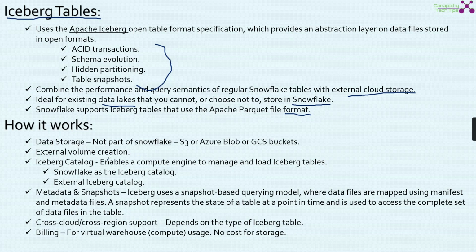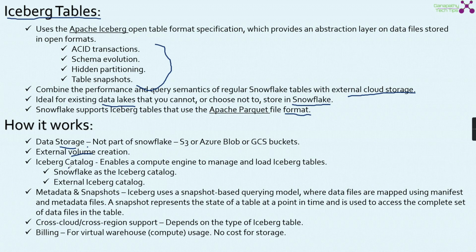I just tried to consolidate those things together. As we already discussed the data storage part, this is not part of Snowflake anywhere. It is going to be S3 or Blob or GCS buckets. Once that is there, then we need to create the external volume. External volume is all about the role management, IAM access roles and everything, which will allow Snowflake to access the data which is stored in the external storage.